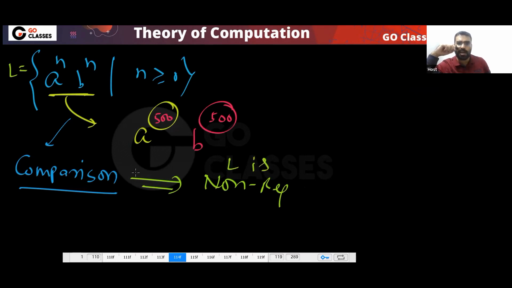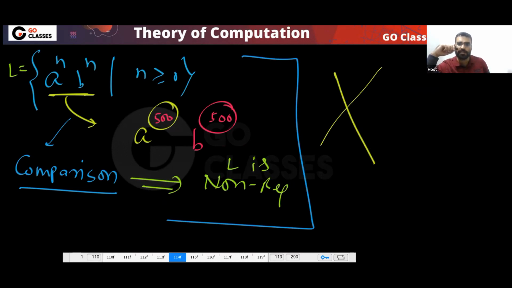Now, after some time, I will tell you that this is wrong. We will see many languages. I will give you at least 2-3 languages, or maybe 4-5 languages, where there will be a comparison, but still your language will be regular. So this is actually wrong.